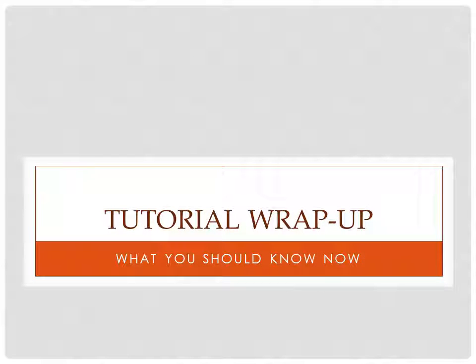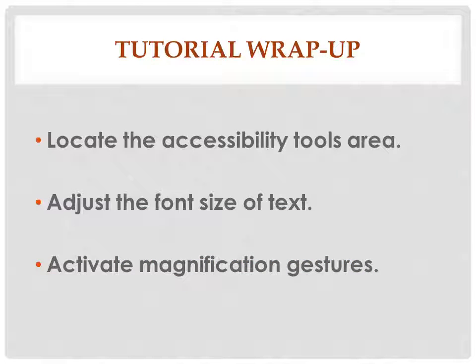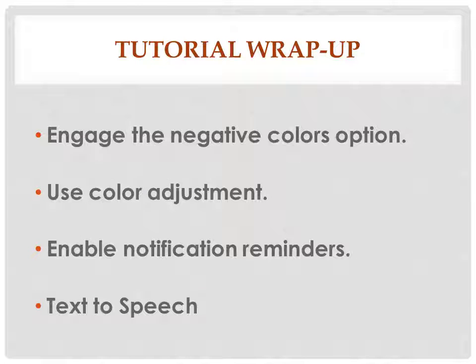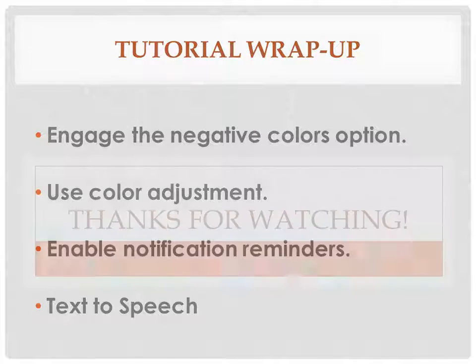Thanks for watching this tutorial. You should now be able to make setting adjustments to the Samsung Galaxy S4 in order to make it more accessible to those with visual impairment. You should now know how to locate the Accessibility Tools area, adjust the font size of the text, activate magnification gestures, engage the negative colors option, use color adjustment, enable notification reminders, and activate the text-to-speech tool.